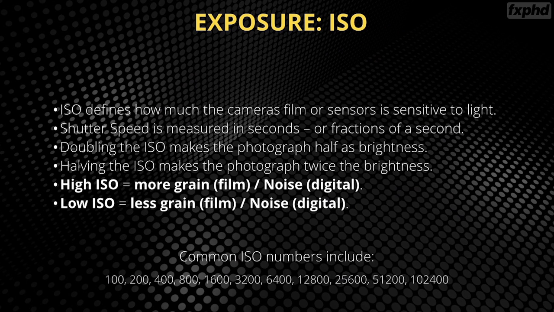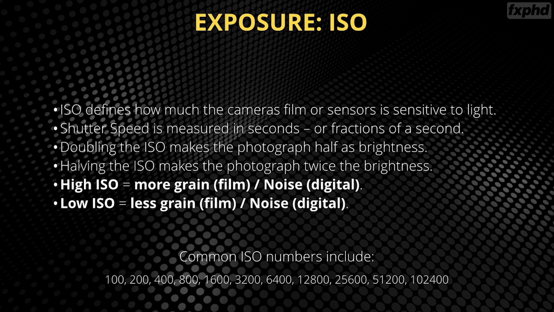A higher ISO makes it more grainy if it's film, or more noisy if it's digital, and you'd use a higher ISO if you wanted to film something at night. So often if you see night photography or you try and shoot something dark with your iPhone, you'll find you get a very noisy, grainy image. Whereas if you have a very low ISO, something like 100 or 200, you're going to get no grain at all, and that's going to give you the crispest image.